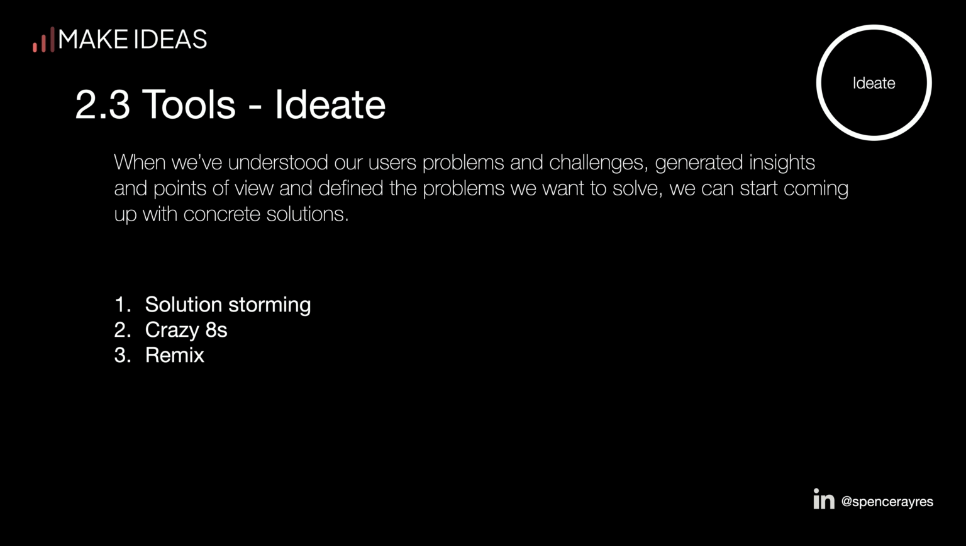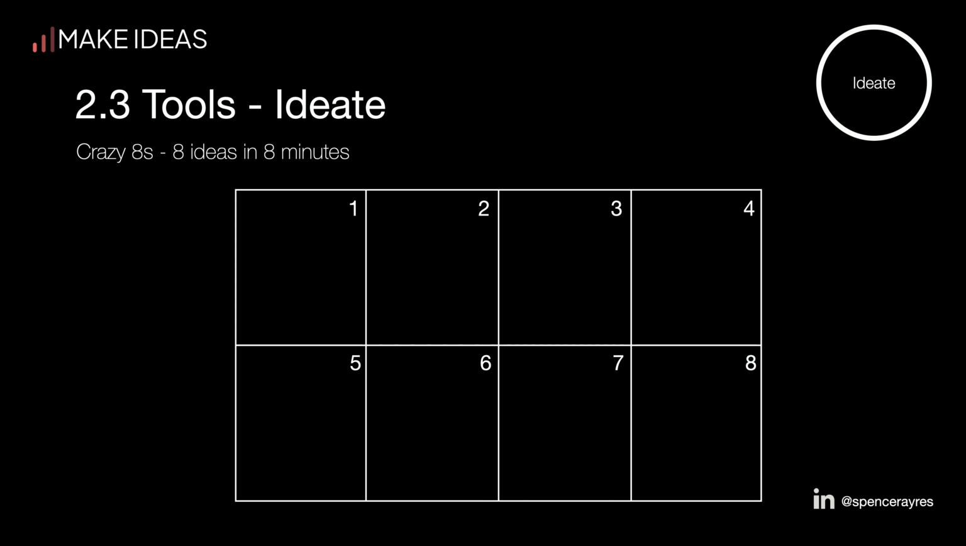But Crazy Eights is a really interesting tool, because this is about visualizing what your solution could be. What we do with Crazy Eights is take an A4 page of paper, fold it in half one way, fold it in half the other way, and then fold it in half once more, until when you open it up, you've got these 8 different panes that you can draw 8 different ideas on. And that's what I've got with this graphic here. You've got 8 different spaces to come up with 8 different ideas.